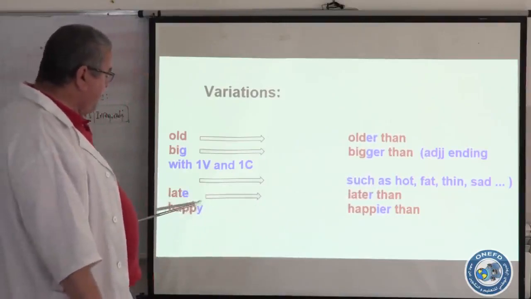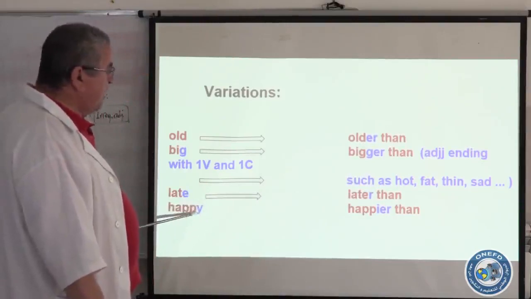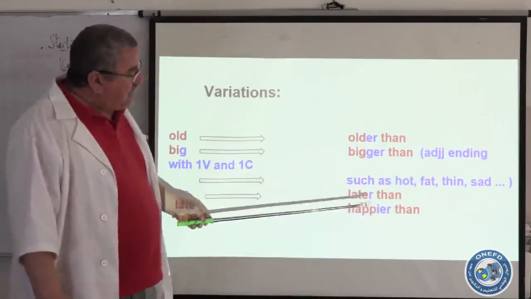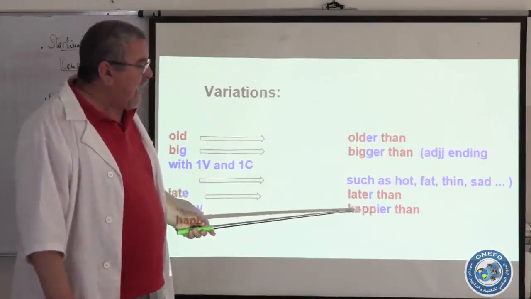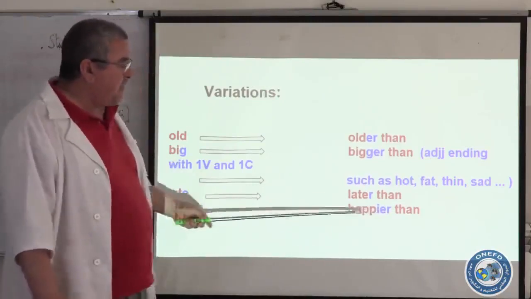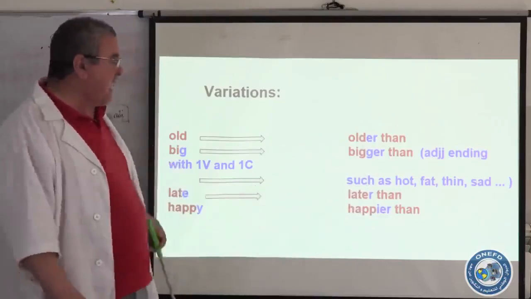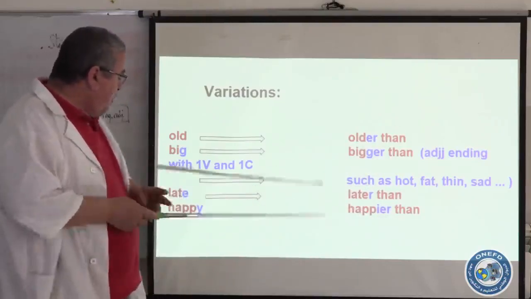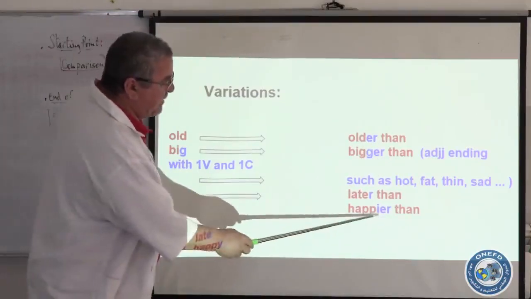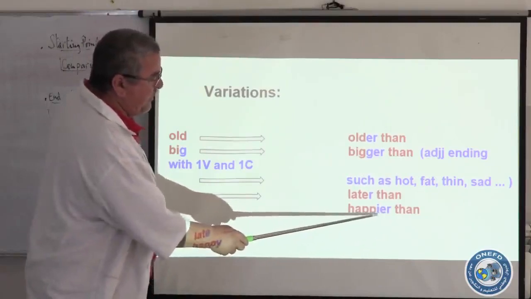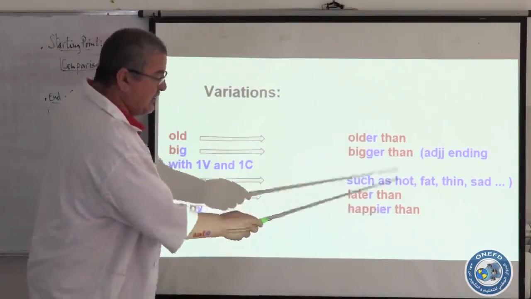As for happy, which is an adjective which ends in Y, we simply delete the Y and replace it with I. Happier than, easier than, healthier than, and so on. So all adjectives which end in Y must have this form here. Happier, healthier, dirtier, easier, and so on.